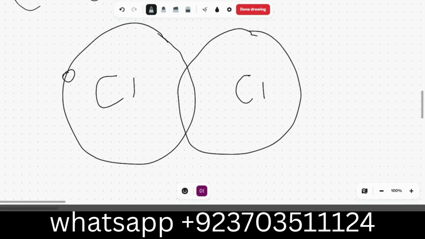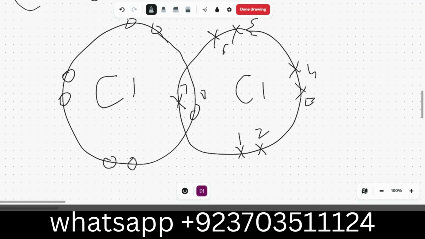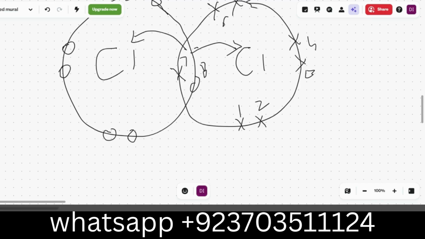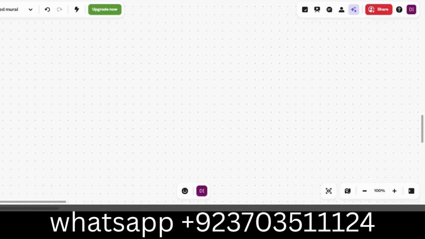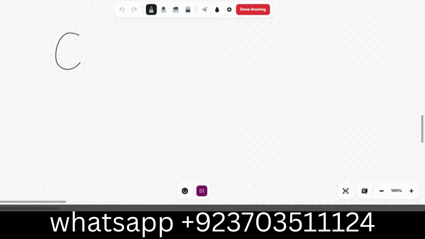For example, this chlorine has a dot, so it will have 6 electrons that are not making the bond, and the seventh electron will make a bond, so it can have 8 electrons. Both of them have 8 electrons shared in one pair of electrons, so they can be stable. Now chlorine has 1, 2, 3, 4, 5, 6, 7, 8 electrons that are shared with its nucleus, and the same is for the other atom.